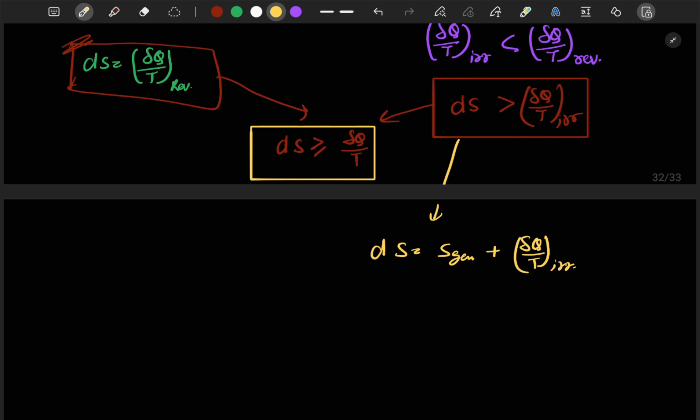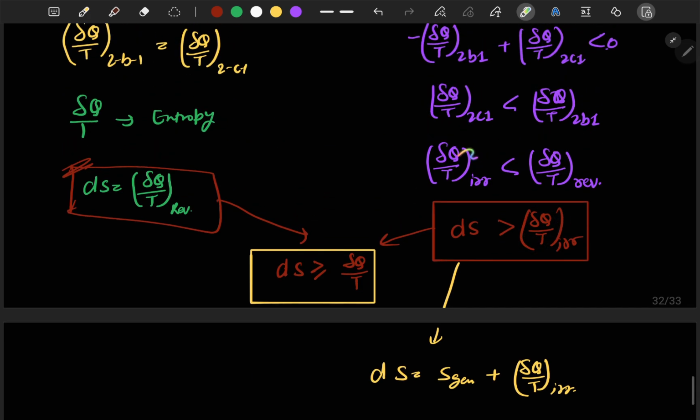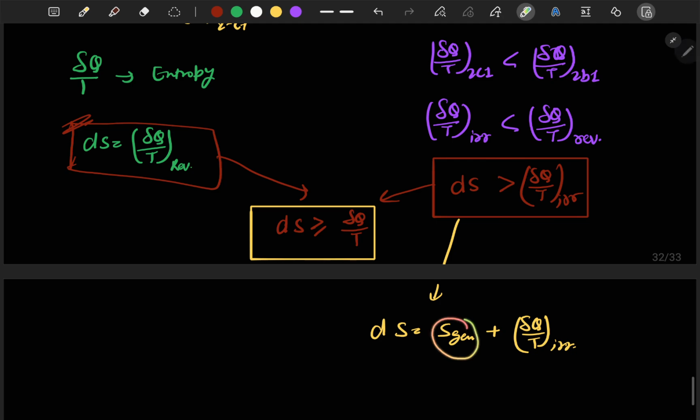So here we see that this del q by t value calculated from the irreversible path is less than del q by t from the reversible path. So there must be some extra entropy generated in the case of irreversibility, and that is called entropy generation. It is generally generated in all the irreversible cases. So for an irreversible cycle, ds is written as S generation plus del q by t.